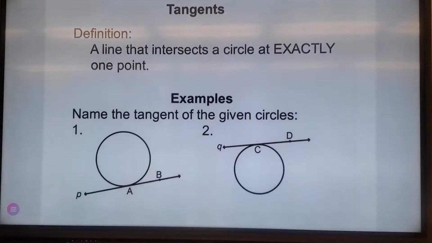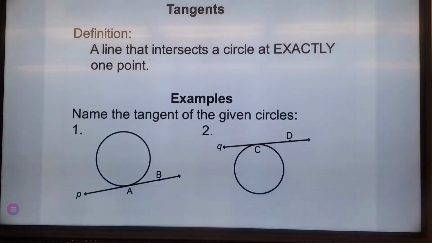Two more pages here. Tangents. Again, these are geometric tangents, not trigonometric tangents. This is a line that intersects a circle at exactly 1 point. So notice it's a touch and go. Here on number 1, you'll see that it goes from the left side to the point A where it touches the circle, and then continues. It doesn't go through the circle, it just touches it.